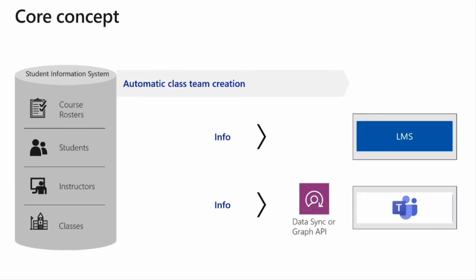What this means is, because that's the same data set being sent across, the two platforms are then in sync. So this is how we can have our Canvas course, our Blackboard site, or our Moodle site have the same membership and have a class team created to complement that learning environment.